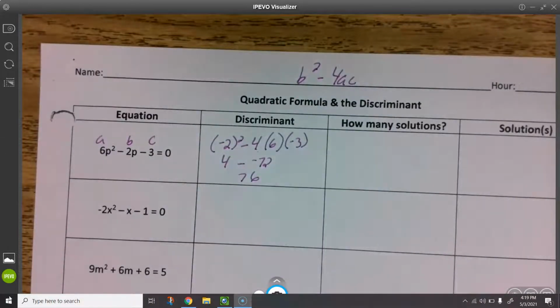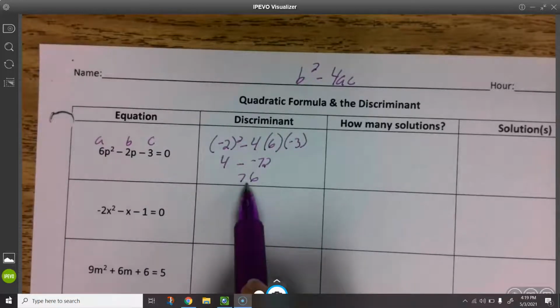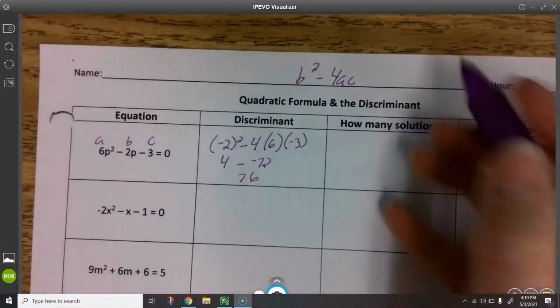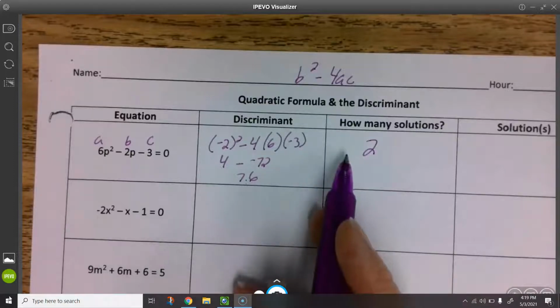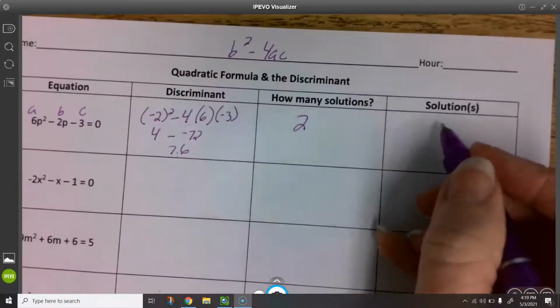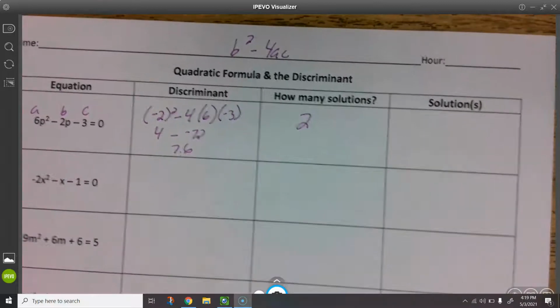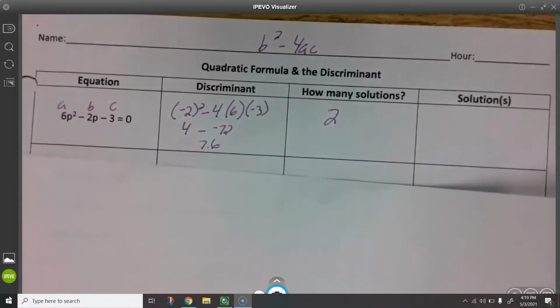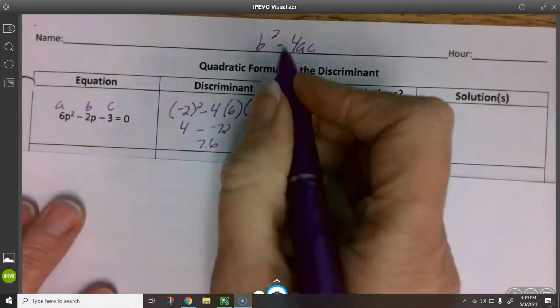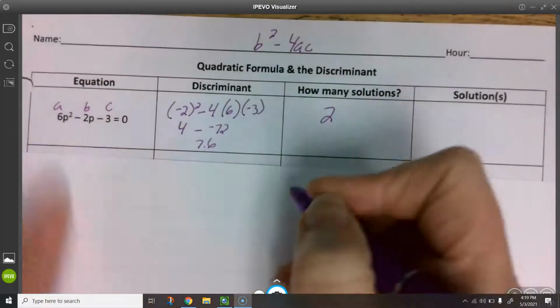Okay? So if I have a positive number, how many solutions do I have? 2. It's not 0. 0 gives me 1 solution. It's not negative, so I do have 2 real solutions. Then it asks for what the solution would be. So then what we have to do is we just have to plug it into the quadratic formula. Okay? So just take out a piece of scratch paper. And we already have the discriminant solved.